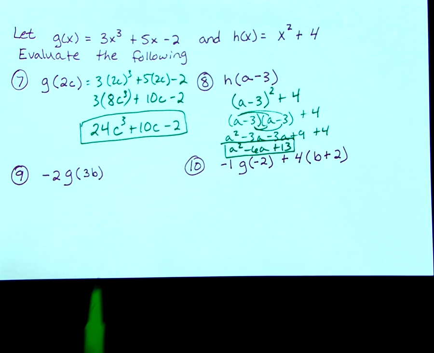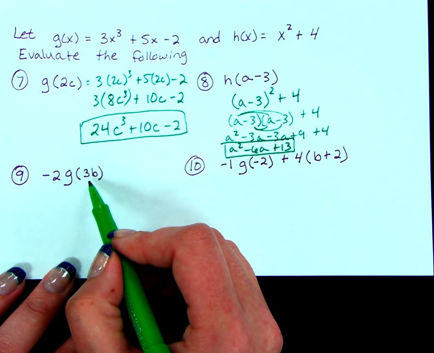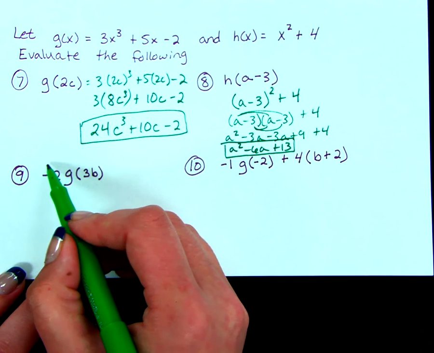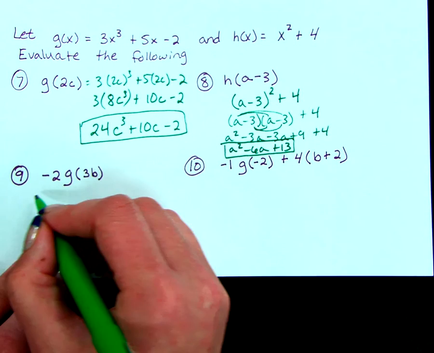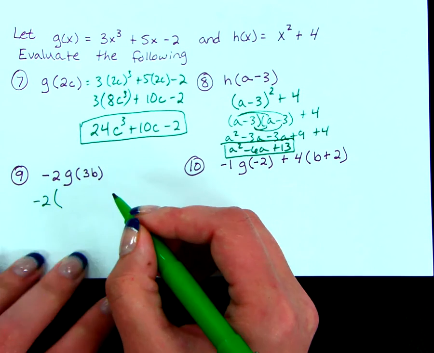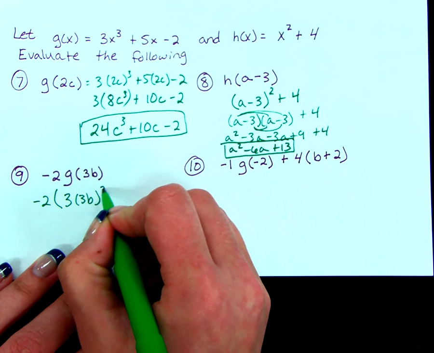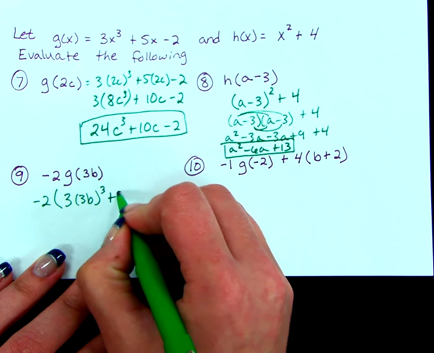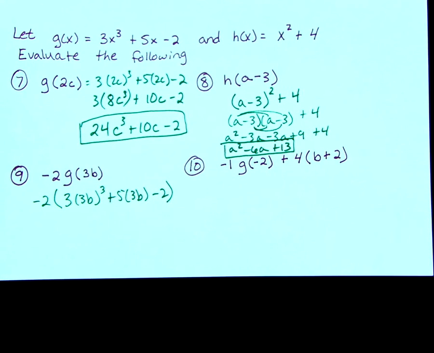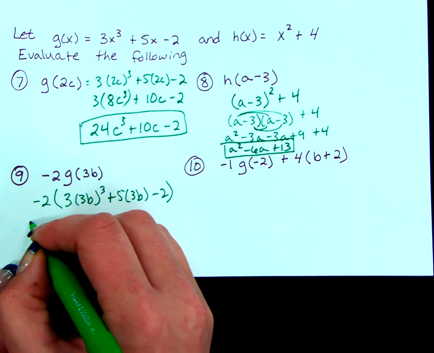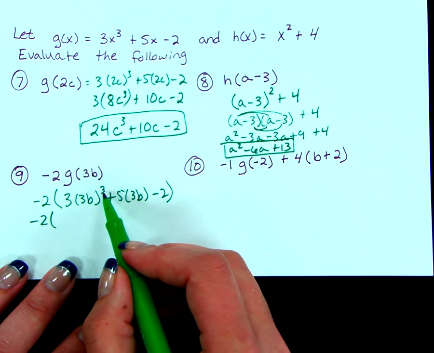All right, on the next problem, this one is asking us to substitute 3b in for wherever we see the x value, and then we have to distribute this negative 2 in at the very end. Okay, so right now we have negative 2 times, and then 3b cubed plus 5 times 3b minus 2. Okay. So again, we start inside our parentheses, so negative 2 is still going to be there. Still have that parenthesis. This is a monomial, so I'm allowed to distribute the power.